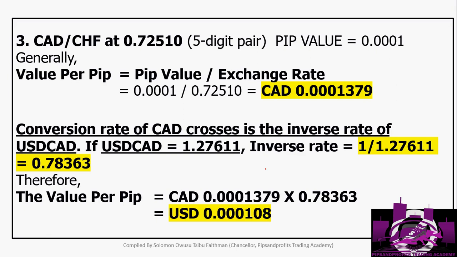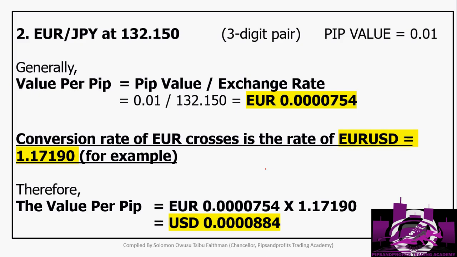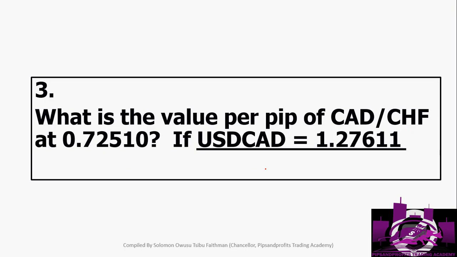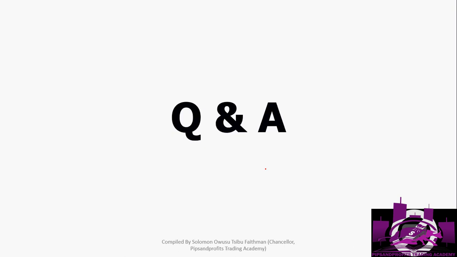So if anybody tells you that when you are trading Euro JPY and you are trading, let's say CAD CHF, and you are 30 pips in profit each or 100 pips in profit each, your value per pip or your profit is going to be the same, the person is lying to you. Your profits are going to be different because when it comes to the value per pip for cross pairs, they are not the same.